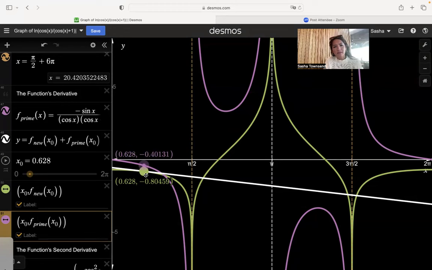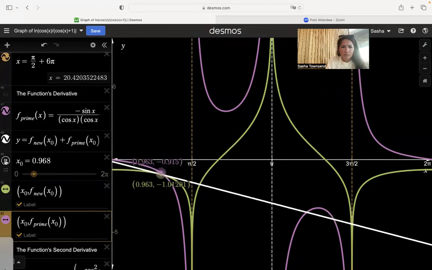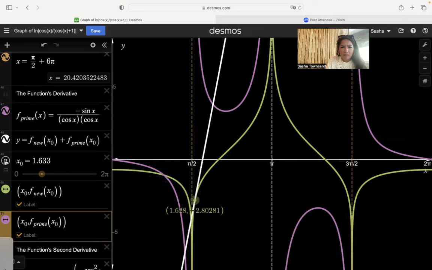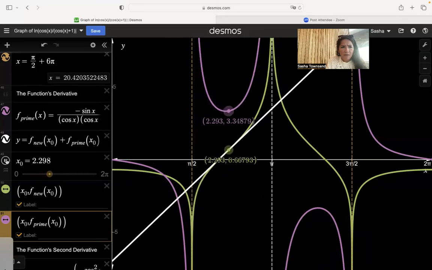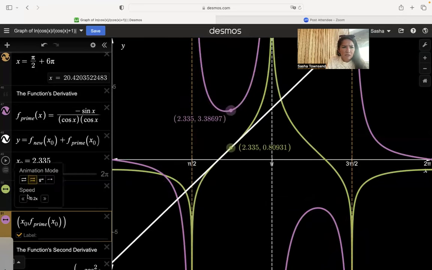This says that the slope at this x value at 0.628 is approximately negative 0.4. And that seems consistent with what we see in this picture. Maybe we can run this a little bit slower. So right here, our slope is approximately 3.38.